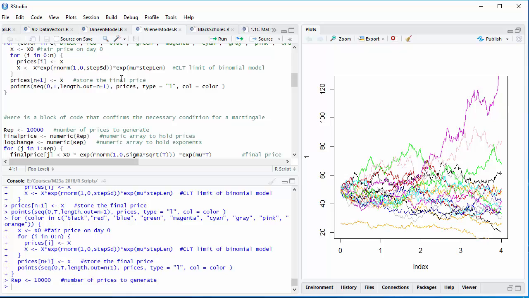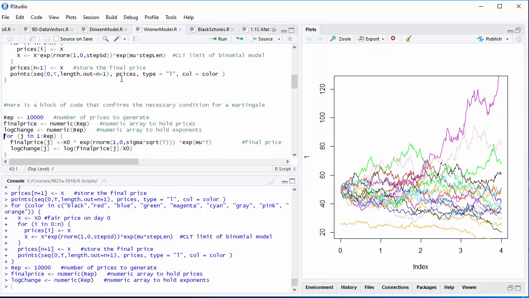We'll now generate 10,000 final prices and do exactly the same thing, storing the final price. And now you can see I've done it all in one step. I'm just taking a normal distribution where I have multiplied the variance by the amount needed to go from the square root of the length of one step to the full time t. So I'm now using the normal approximation to the limit of a binomial distribution.